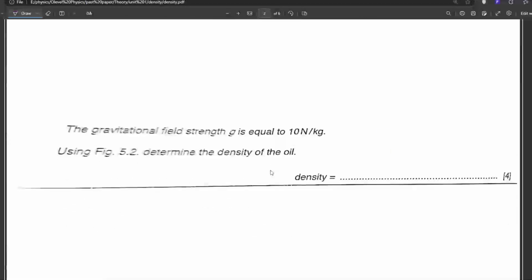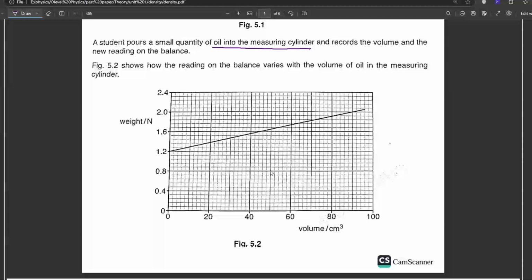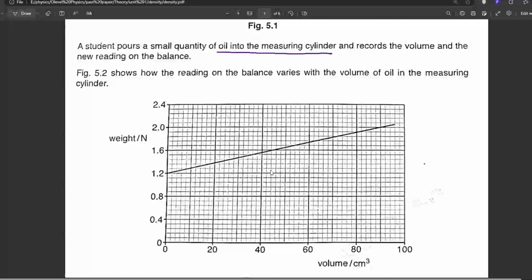What do you have to do? The gravitational field strength is 10. You have to determine the density of oil. So let's further move ahead.